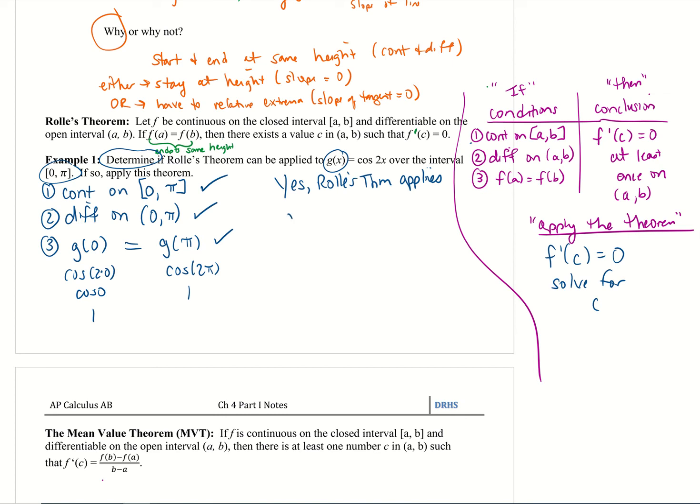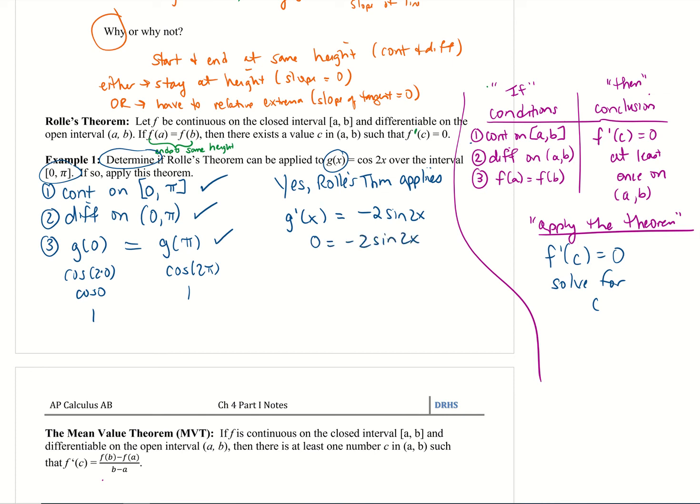All right, well, let's start with the derivative. The derivative here of cosine is negative sine of the same argument and then times the chain rule. The derivative of that argument is 2. So there's my derivative. I need to set this derivative equal to 0.